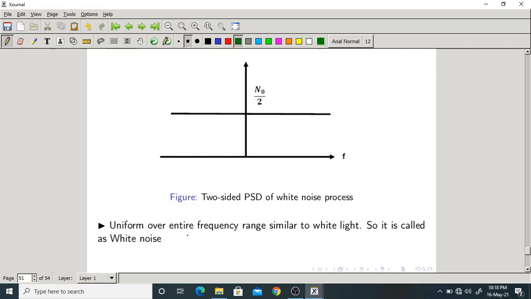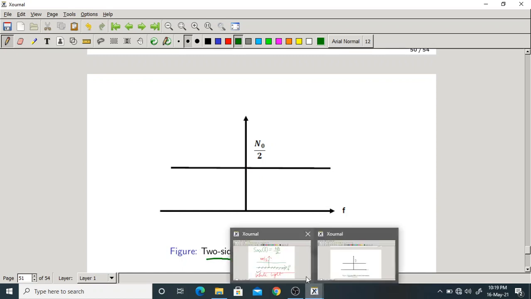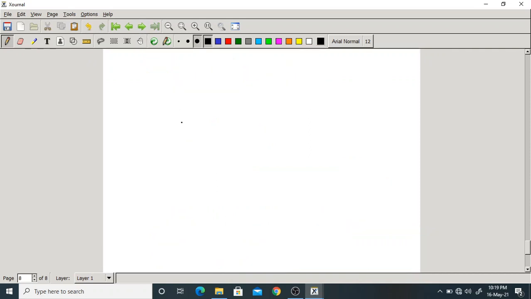So it is uniform over the entire frequency range, similar to white light. It is called white noise. What are the properties of white noise? Its PSD is like this. Please remember it is called two-sided PSD. What is it called? Two-sided PSD. Please remember this is very, very important.